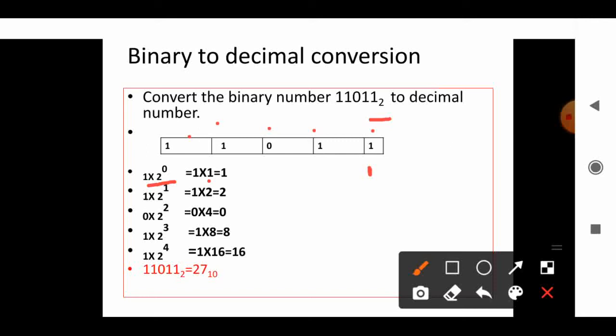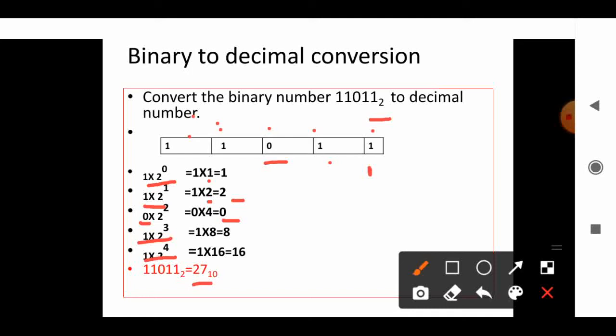The next, 1 into 2 power 1. 2 power 1, what is the value? 2. So equal to 2. The next value is 0. Next 2 power 2. What is the value of 0 into 4? 0. 1 into 2 power 3. 1 into 2 power 4. Finally, you have to add the results of these numbers. What is the value? 27.